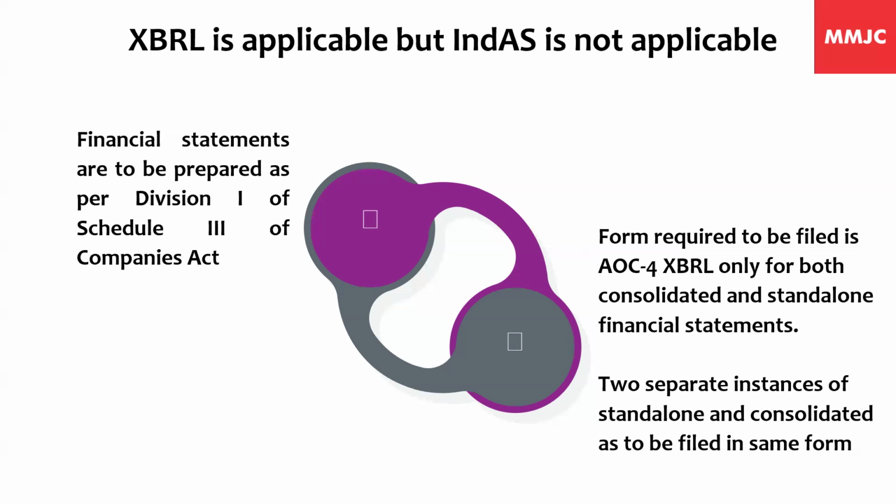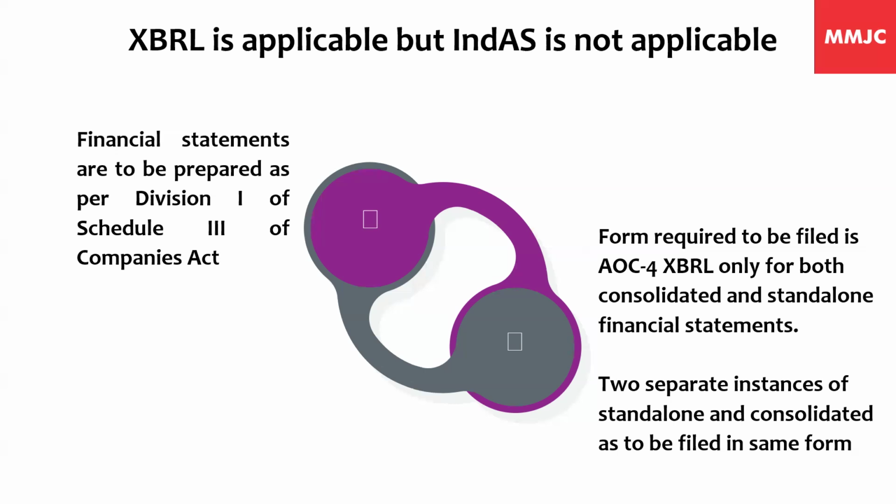The company is required to generate an instance using the XBRL taxonomy named IGAAP, all in capital, where Ind AS is not applicable, and then file this instance in Form AOC 4 XBRL. Now, in case of consolidation, two separate instances are to be generated, one for standalone financial statements and the other for consolidated financial statements, and then they are to be attached in the same form, AOC 4 XBRL form, and there is no need to file two separate forms for this purpose.